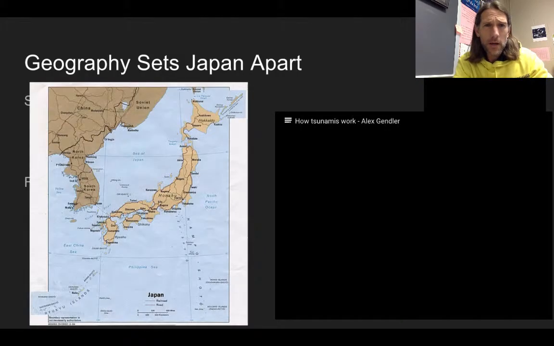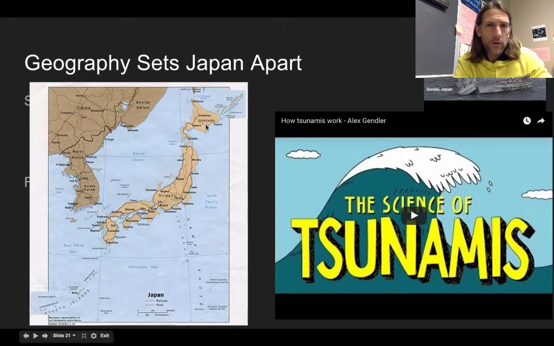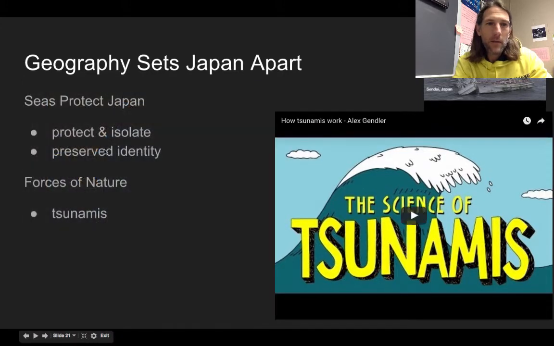So if we look at the geography again, Japan is an archipelago, a set of islands, and we notice it's located close to Korea and close to China, so there's going to be some influence there. But the key thing about the seas is it did serve to protect and isolate Japan. What that means is even though it's influenced by China, it has a tremendous amount of difference, and it's able to preserve its identity, unlike many of these other places where there's more cultural blending than we see in Japan.